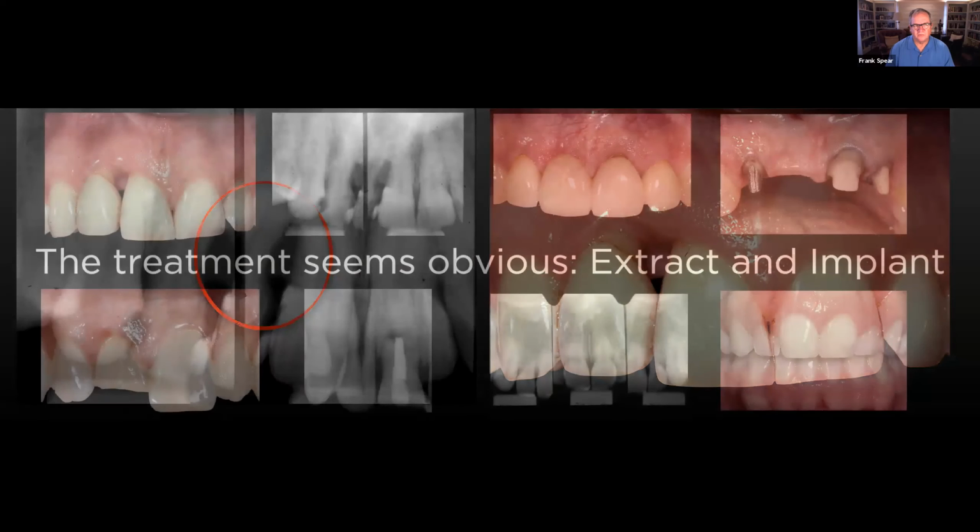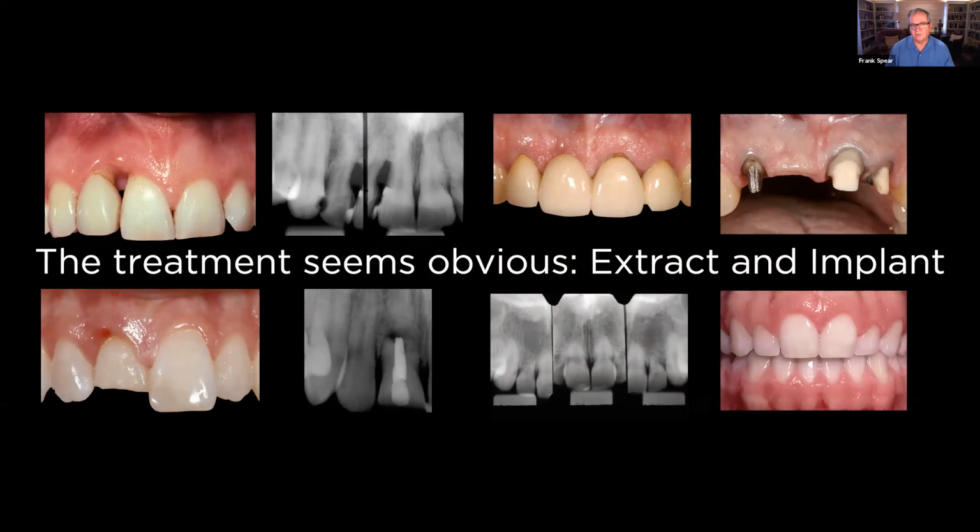And typically, if I was just to show you those four examples, you'd say, well, that's pretty easy. We're just going to get rid of the problem teeth and place implants. And that would sort of be the simple treatment plan. But I'm going to suggest that the problem we have is implants don't necessarily cure the issue for the rest of the patient's life.